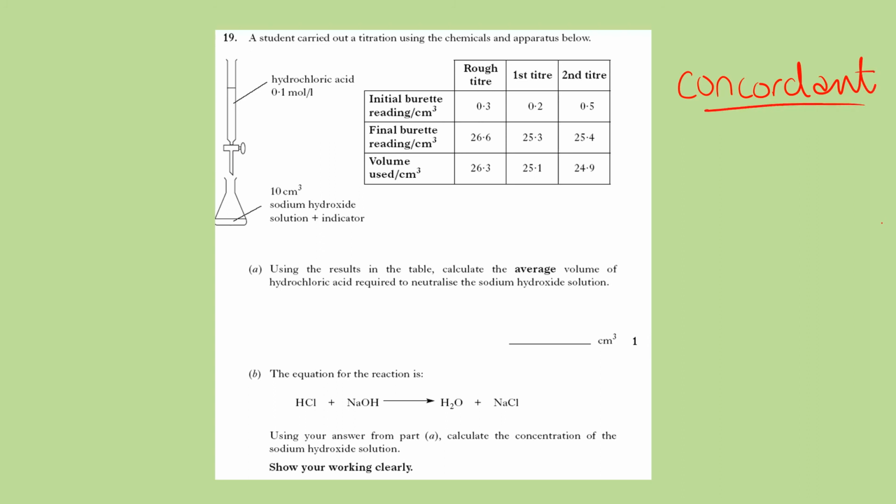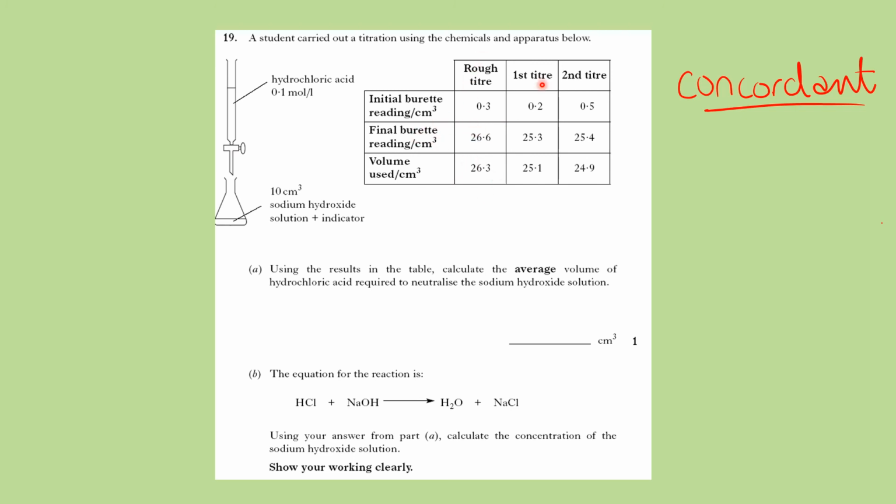So if we look at the table in the past paper question here, because the first question says, so we're looking down here: Using the results in the table, calculate the average volume of hydrochloric acid required to neutralise the sodium hydroxide solution. So we've got a results table. Okay, it tells you initially what the reading was on the burette, which is this piece of equipment here. It tells you the final burette reading, so it started at 0.3. At the end of the experiment, it was 26.6. The volume used is the difference between the two, which is 26.3.